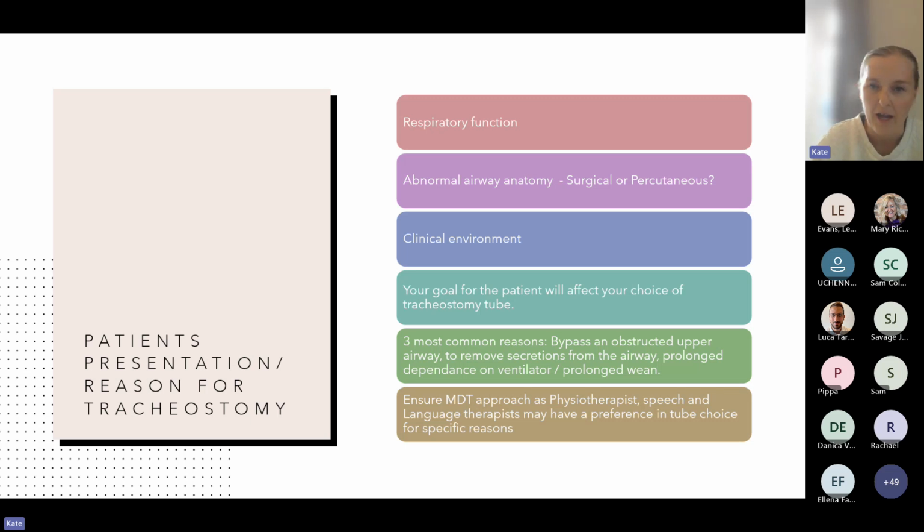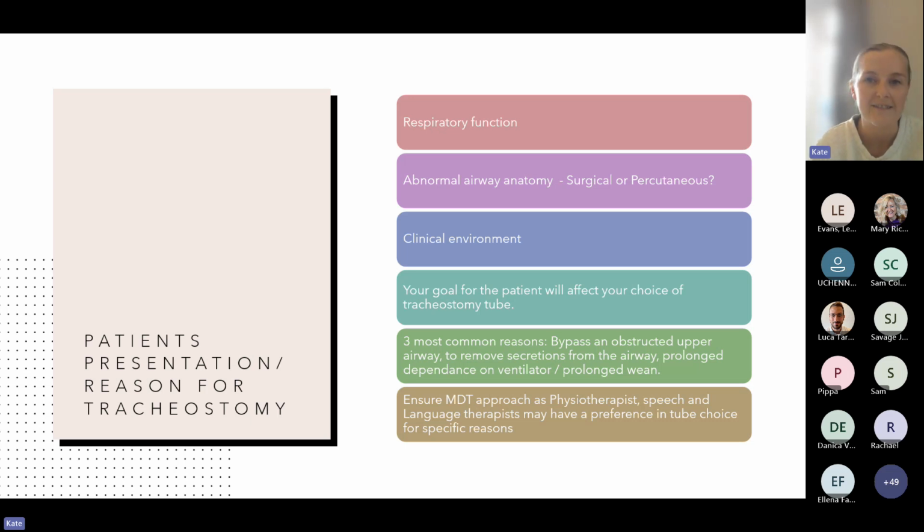My last bit about patient's presentation is just ensuring that you've used the MDT. Obviously, I'm biased, I'm a physio, so we need you to use the MDT, but we may have very specific preferences on tube choice for very specific reasons. So a patient, for example, may be off a ventilator, and we don't feel that they're going to need to go back onto that ventilator. So they no longer need positive pressure ventilation.